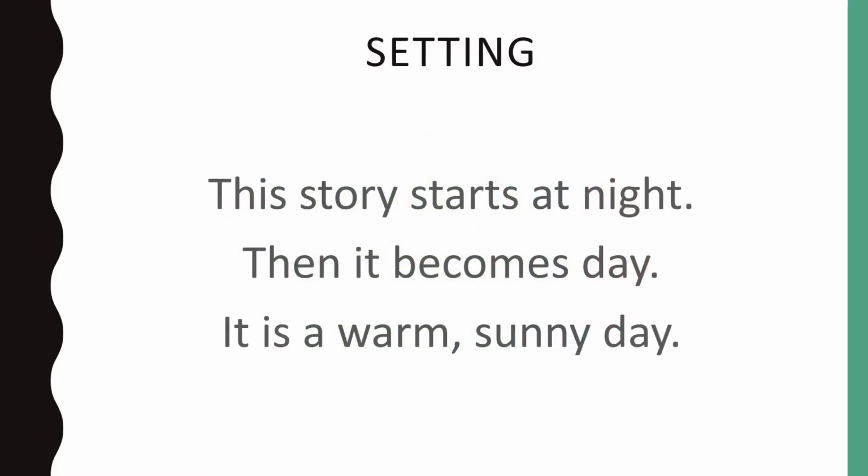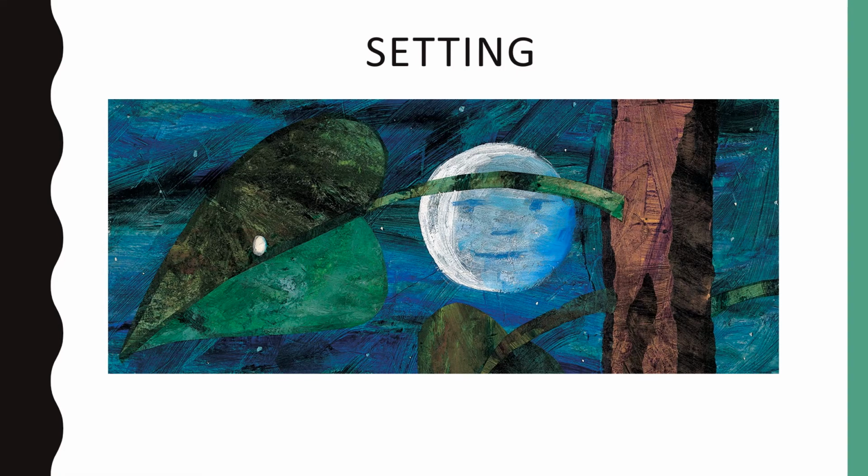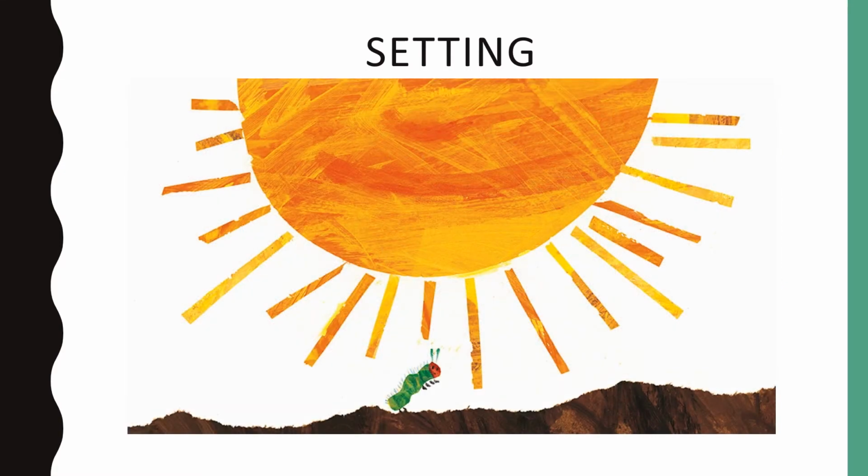Let's talk about the setting of the story, or where the story takes place. This story starts at night when the moon is out. Then it becomes day. It is a warm, sunny day. Here we see the moon is out because it is night. We see the caterpillar in his egg on a leaf. Then it turns to day and we see the bright, warm sun.